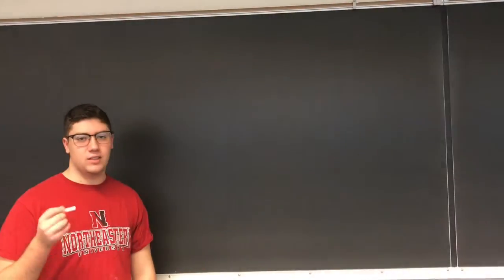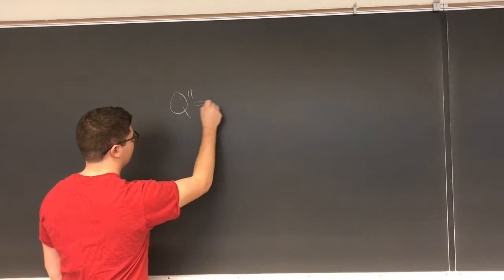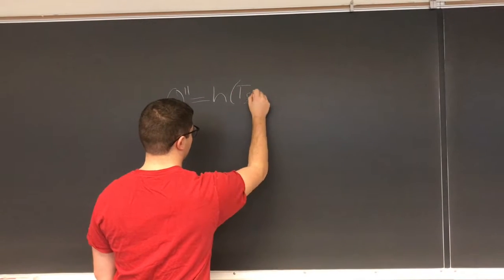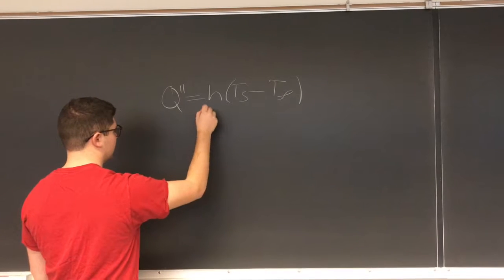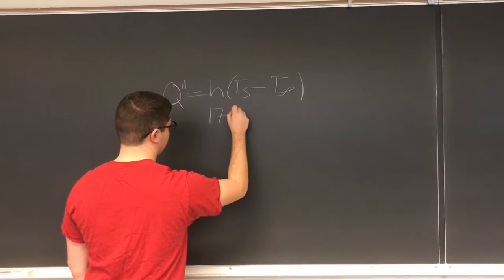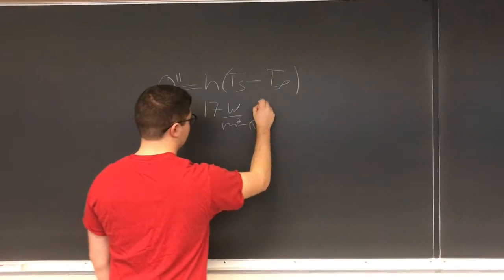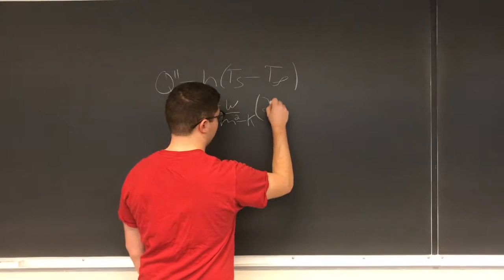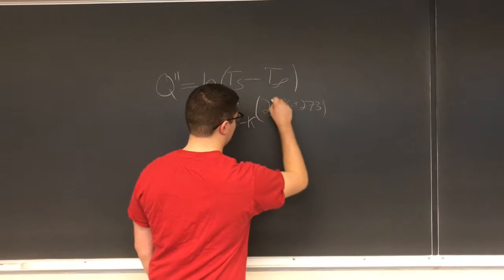To solve for the flux in an oven, you need to use Newton's law of cooling. Newton's law of cooling is simply Q double prime, which is your flux, is equal to h, which is your convection coefficient, times Ts, the temperature of the surface, minus T infinity. In our case, h is equal to 17 watts per meter squared Kelvin. And for T surface, we're taking ambient temperature, which is 25 degrees Celsius. So that would be 25 degrees C plus 273 to get it to Kelvin.